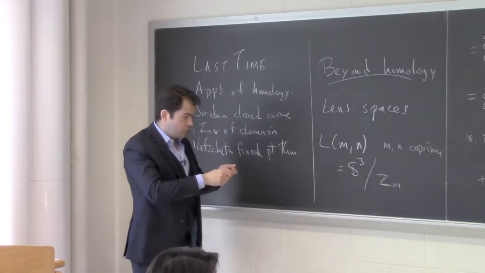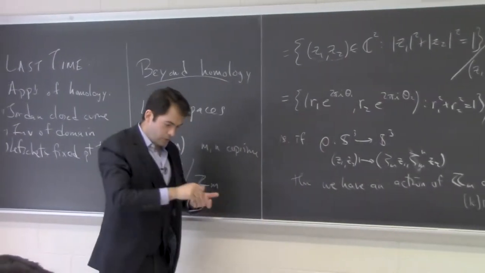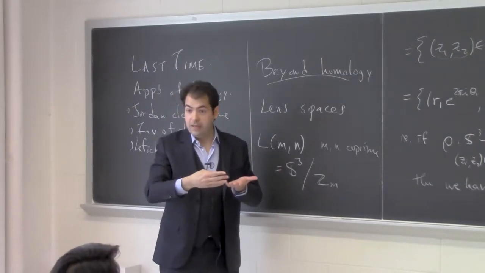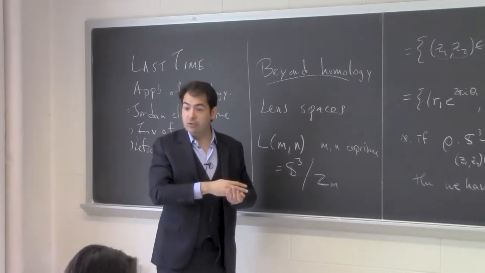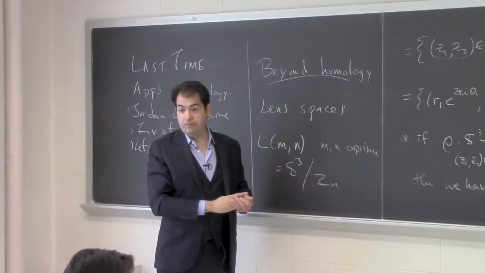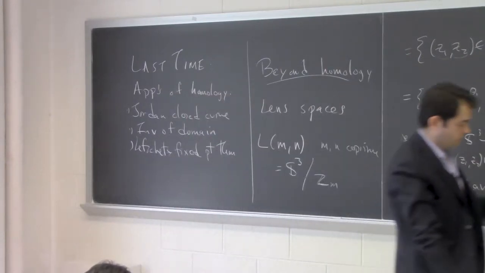So you can think that you have these two coordinates. In one coordinate, you're rotating by 1 over m, and in the other coordinate, you're rotating by some multiple of that. It turns out you get different spaces depending on what n is. You don't always get different spaces. Here, let me tell you what the answer is.